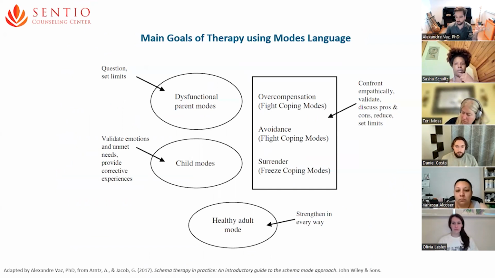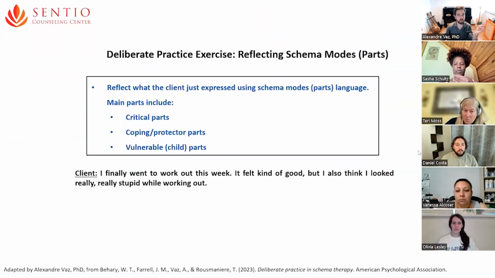But let's make this even more concrete clinically. Let's do a small deliberate practice exercise. And let's do it together, okay? Now, what I'm going to ask is that all of you write on the chat. I'll explain in a minute what you need to do. This is a deliberate practice exercise from our deliberate practice book that just came out a few months ago, Deliberate Practice in Schema Therapy. Joan Farrell was the main author, and Wendy Behary.